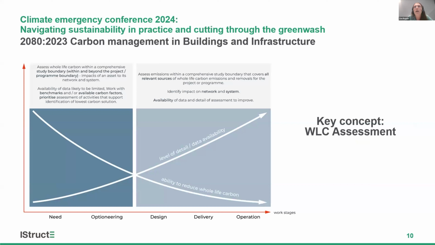There's also a lot around the whole life carbon assessment. I think this is something that Jane also touched on, so I won't go into this diagram in too much detail, but it is referenced here within PAS 2080. Again, it's talking about that network and systems and how we make sure we are looking at the whole life of a project, right from need through to operation.